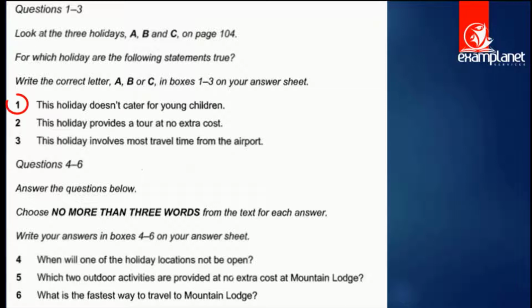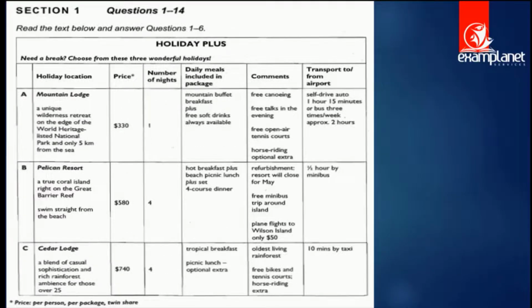For question 1, the question is, this holiday doesn't cater for young children. As we look at the passage, which one seems not to cater for young children? Apparently, the correct option is the Cedar Lodge, C. Why? Because you actually have the information, a blend of casual sophistication and rich rainforest ambience for those over 25.